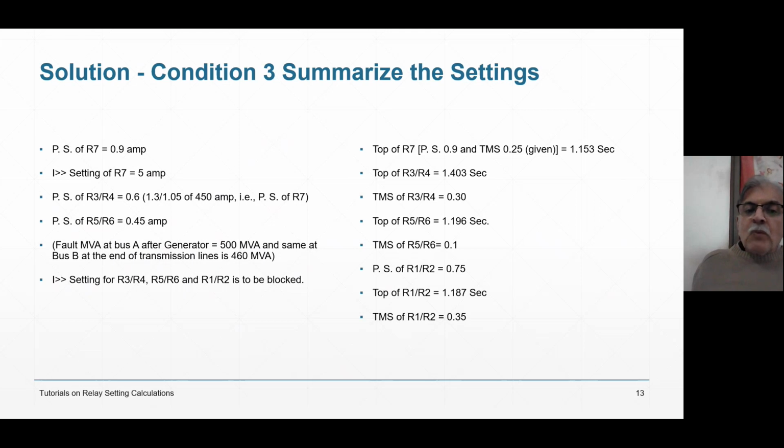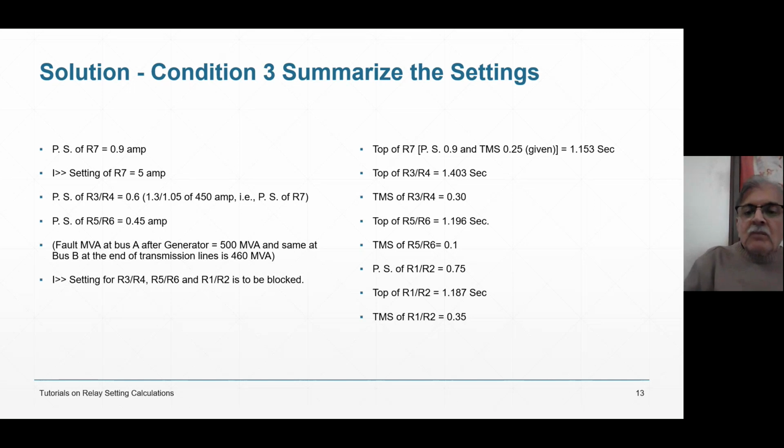And PS of R1, R2 is 0.75 because PS of R3, R4 is 0.6. Therefore, PS of R1, R2 is 0.75. Top of R1, R2 on that basis will be 1.187. Why 1.187? It will be R3, R4 plus 0.25. Plus 0.25 if you do, then top of R1, R2 will be more than R3, R4 by 0.25 second.